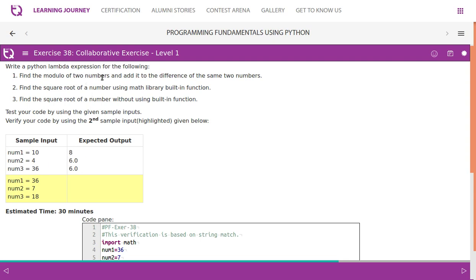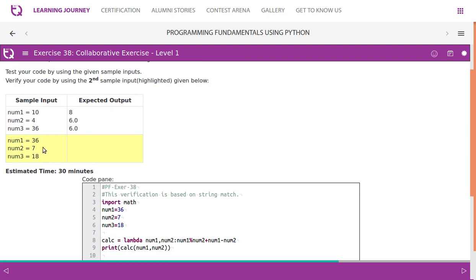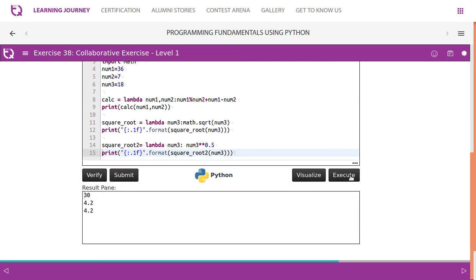For the find the modulo of two numbers and add it to the difference of the same two numbers, we should get 8. For the square root using math built-in function, we should get 6 for 36. Manually without built-in, for that time also we should get 6. If we try for these values, 37, 36, 7, 18, and we should be able to get output like this.